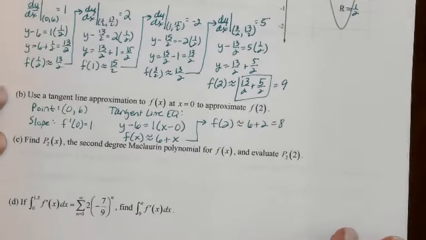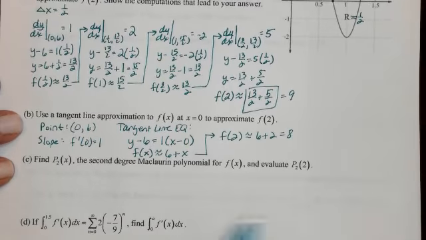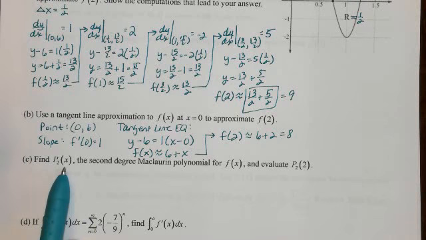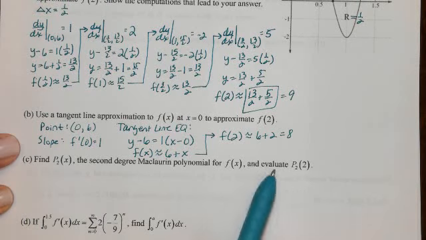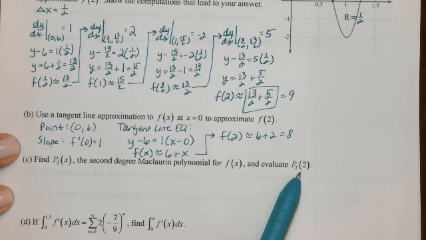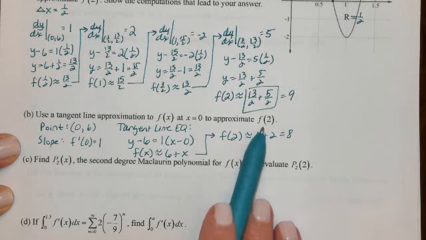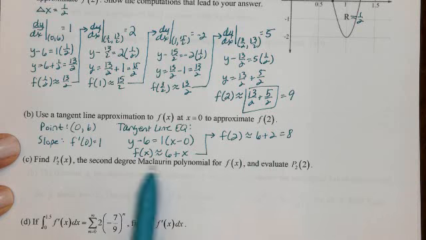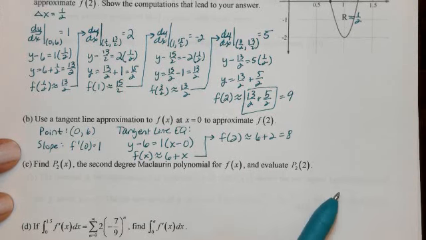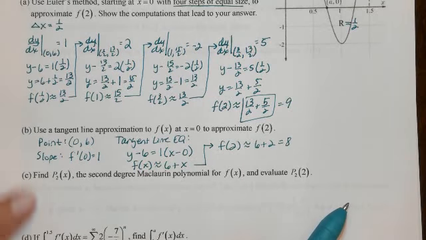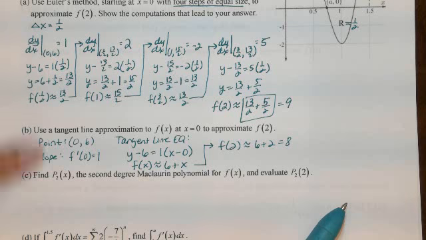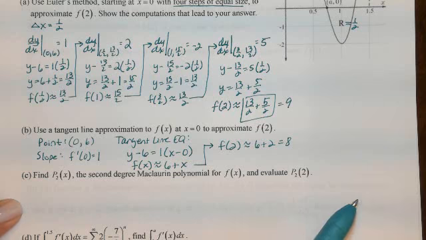In part C here, we're going to find the second degree Maclaurin polynomial for f and evaluate p sub 2, the second degree polynomial, at 2. So we're going to be approximating f of 2 again, this time using a Maclaurin polynomial to do it. I like this problem a lot because we have 3 ways. In each part, we're approximating the same thing using a different method.